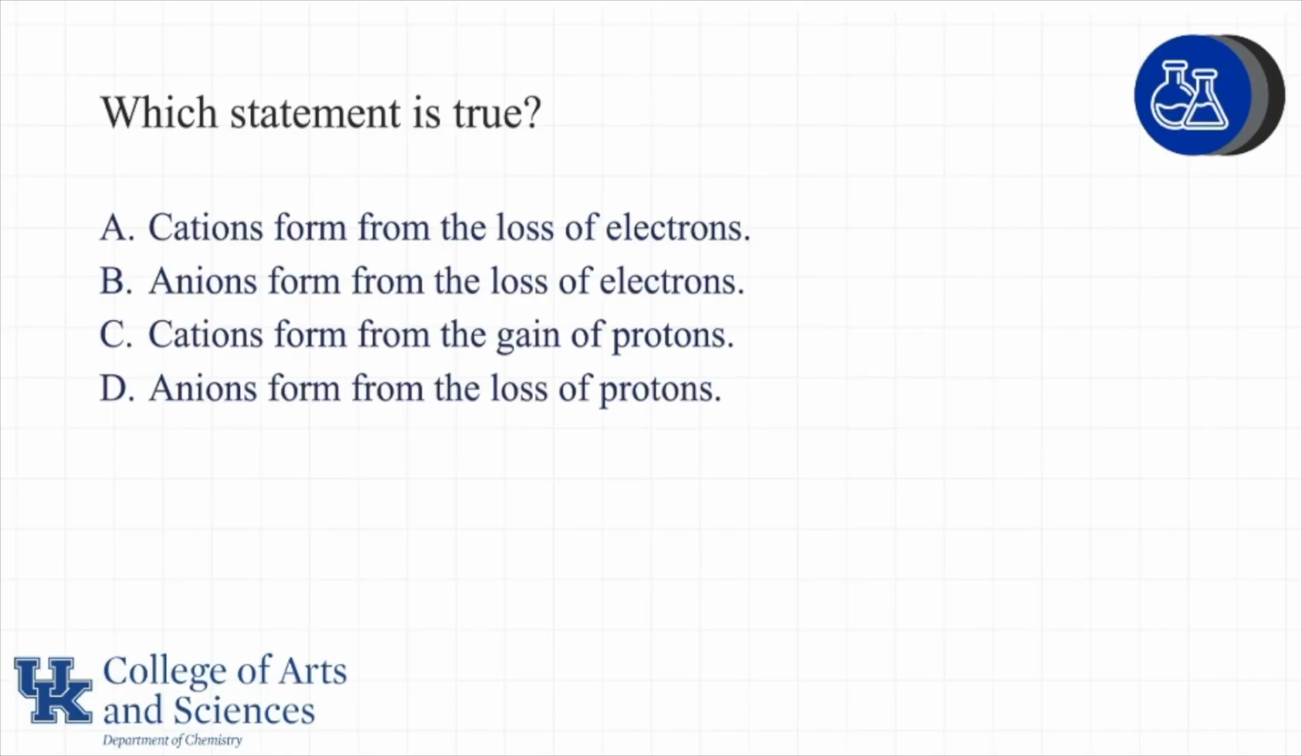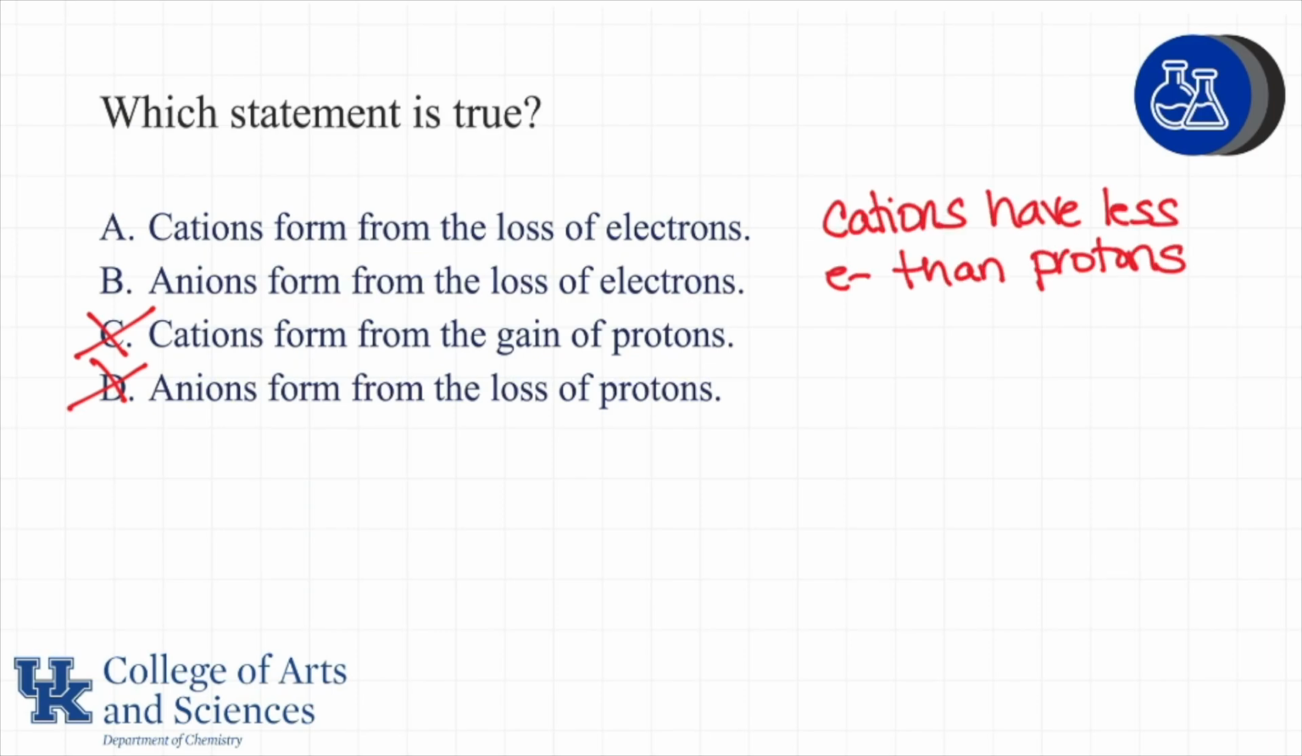Which statement is true? We can eliminate options C and D because they're both talking about the gain and loss of protons. The number of protons does not change when forming an ion. The number of protons determines the identity of the element, not the charge. Therefore, when we look at cations forming from the loss of electrons, this would result in more protons than electrons. Therefore, we'd have a positively charged species. So that is our correct answer. If I want to correct the second statement, I need to say that anions form from the gain of electrons.